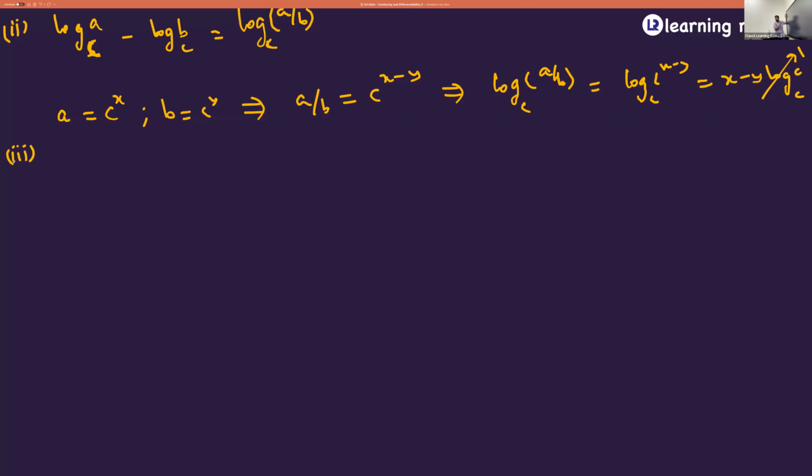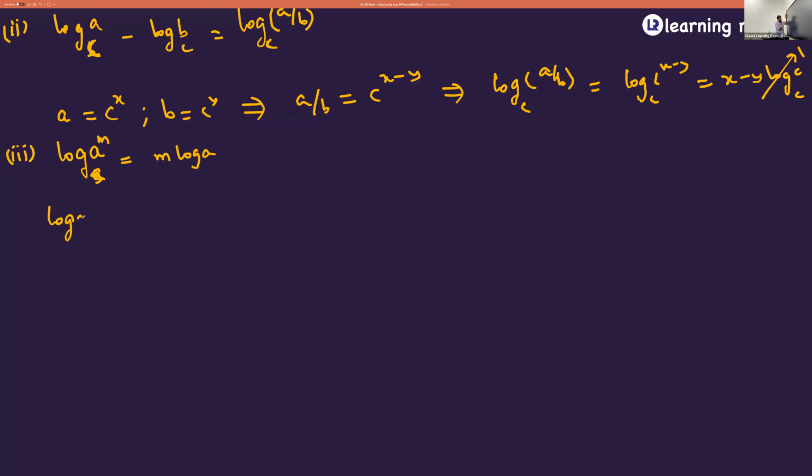So third property. Log a power m base something is equal to m log a. How did you get this? It's the same reverse of what you did in the previous case. You take this thing, no?